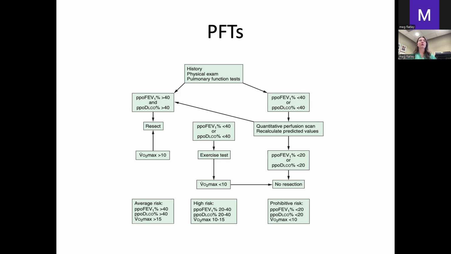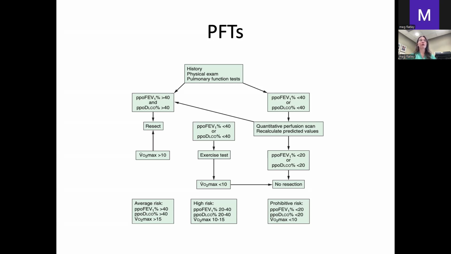And then the next thing would be a quantitative VQ scan, because that's what helps you to see what portion of the lung that's diseased is participating in gas exchange. And so then if not a lot of it is, then you can safely take out that section of the lung because it's not really contributing to your borderline number anyway. And perhaps your FEV1 might actually be quite similar to your predicted post-op FEV1 if that diseased section isn't really contributing much.